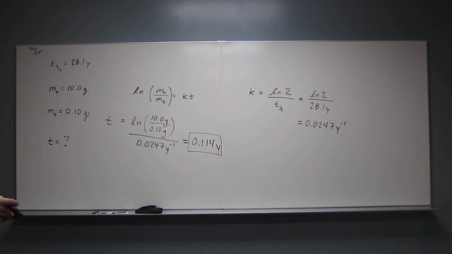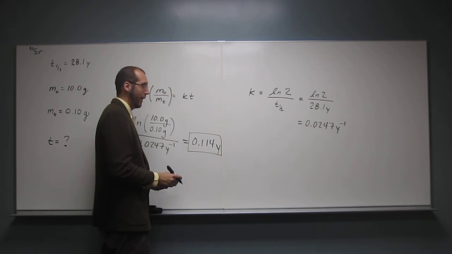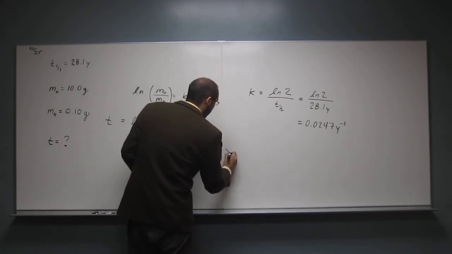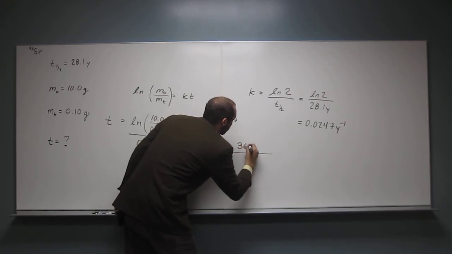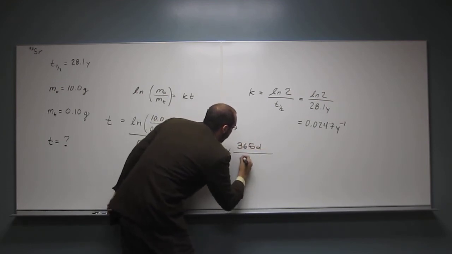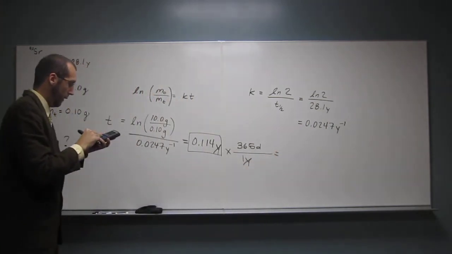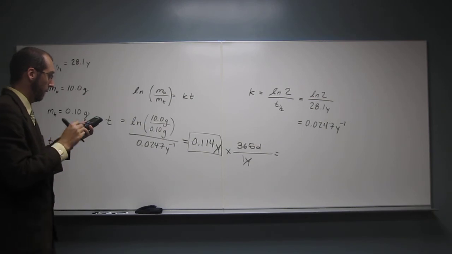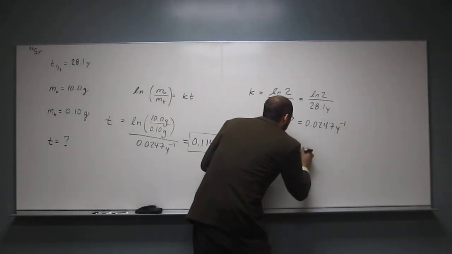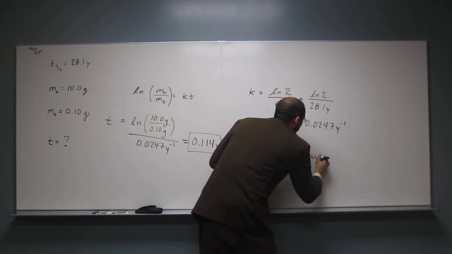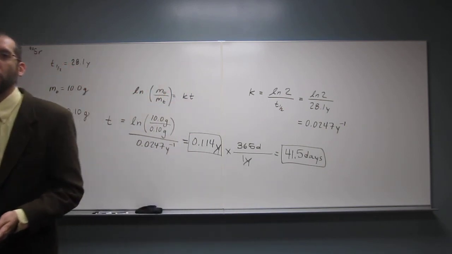Should we do that? Let's do that, okay? I don't know, does it tell us? It doesn't tell us what time units to do it. Let's just do it to days, because it seems more reasonable. So there is 365 days in 1 year. So we'll take that number and multiply it by 365. So it would take 41.5 days.